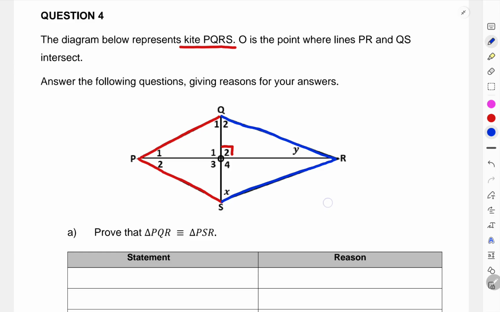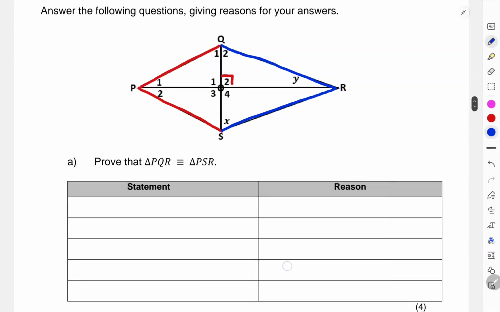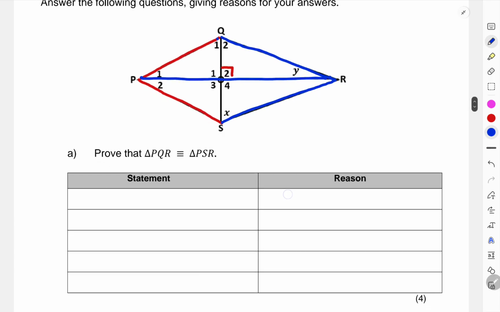Answer the following questions giving reasons for your answer. Prove that triangle PQR, so this triangle over here, is congruent to triangle PSR. Okay, so let's quickly start. We can already see congruency. Remember, there's SAS, SAA, right angle hypotenuse side, and ASA as well. Prove that triangle PQR is congruent to PSR.